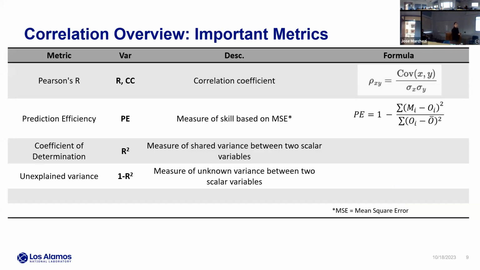As a bit of background, I wanted to include just important metrics that are used in this study, in case those are unfamiliar. So the main ones that I'll focus on for this talk are Pearson's R, or the correlation coefficient. And we also have the prediction efficiency, designated as PE, which is a measure of skill based on mean square error. So this is just more of a reference.